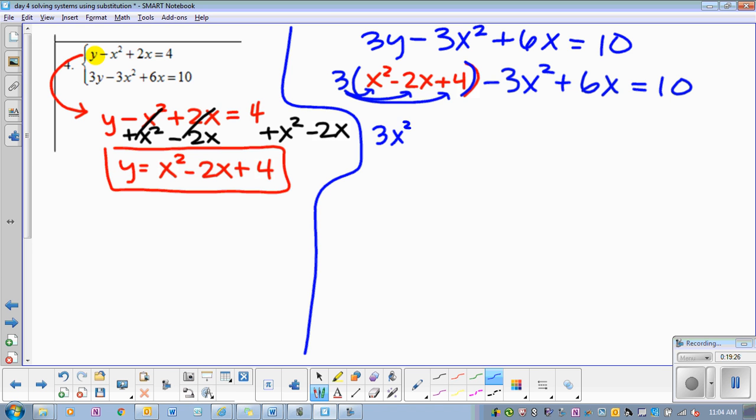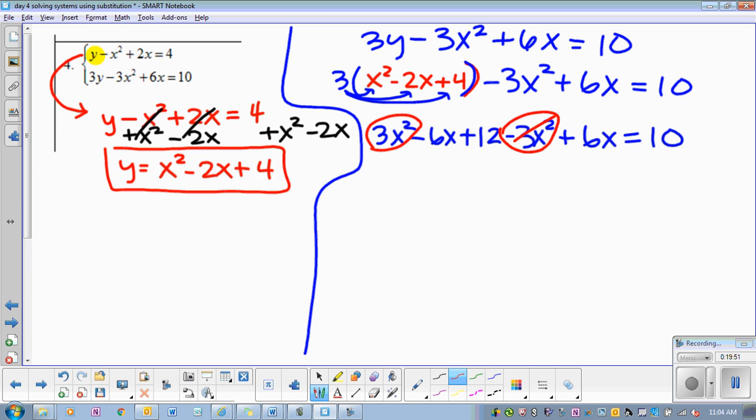So 3x squared minus 6x plus 12 minus 3x squared plus 6x equals 10. I know this looks like a long problem, but I promise you, it's not as hard as it looks. What happens here? Look at this, 3x squared and the negative 3x squared, they cancel. The negative 6x, positive 6x, they cancel. 12 does not equal 10, right?